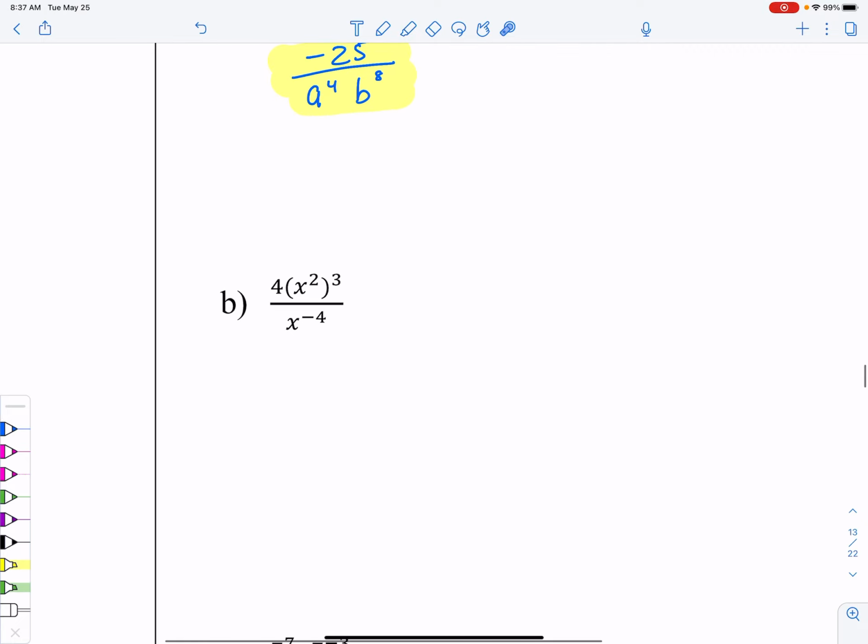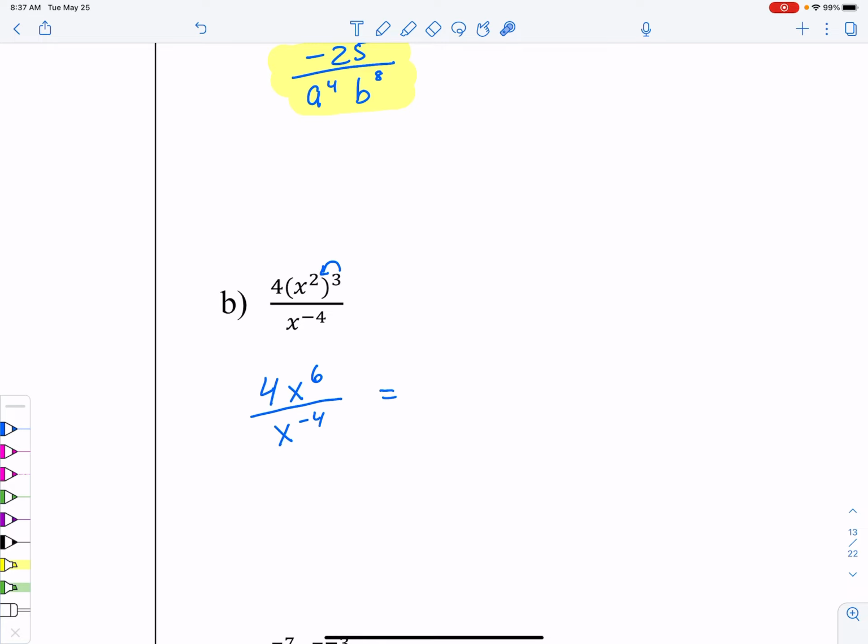Next one here. Now you have to be careful here. We have brackets, but we have a 4 in front of our brackets. So this 3 only affects what's inside the brackets. So these two get multiplied together. It does not impact the 4 at all. So here we get 4x. So 2 times 3 gives us 6. And then we have x to the -4.